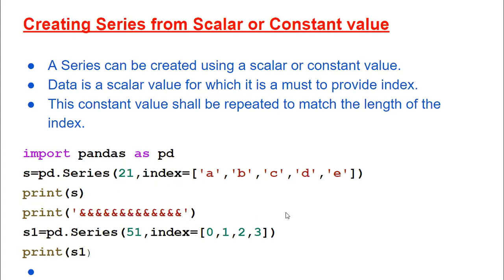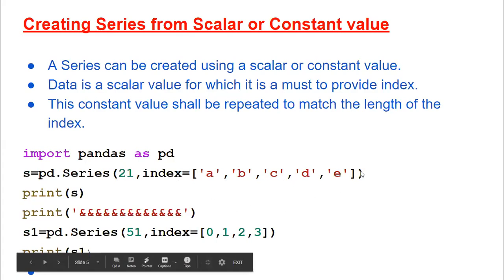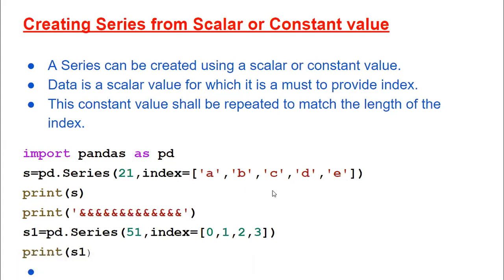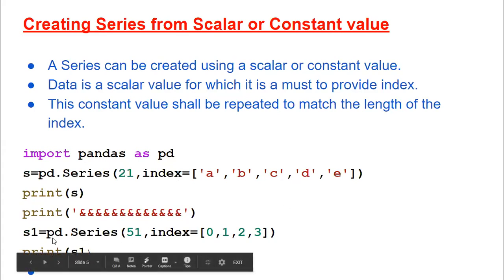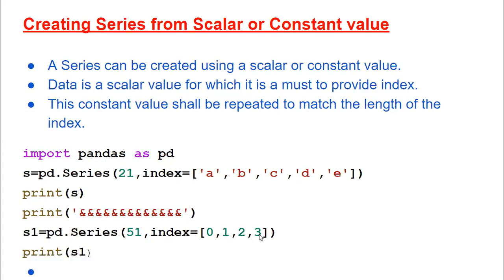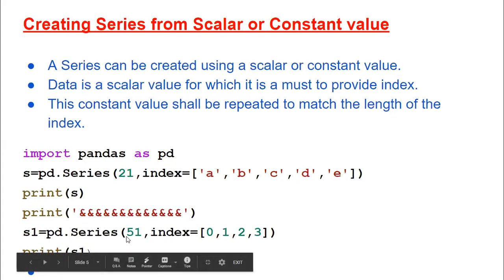That is the meaning. So instead of giving characters over here, if you want numeric values in your index, that also you can assign. Like s1 is equal to pd.Series(51, index=[0, 1, 2, 3]). So what will happen? 0 to 3 will be created as the index, and the 51 value will be stored over there. That is the meaning. So that is how to create a series using a scalar or constant value.